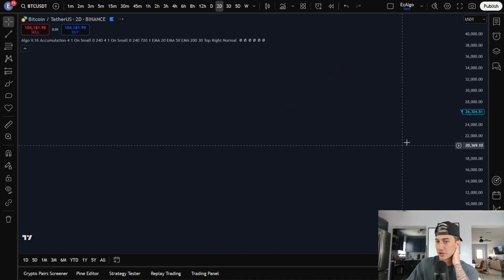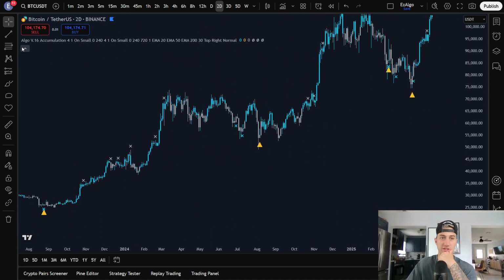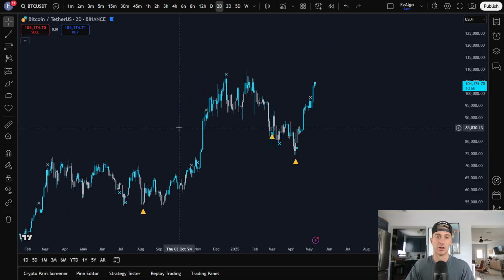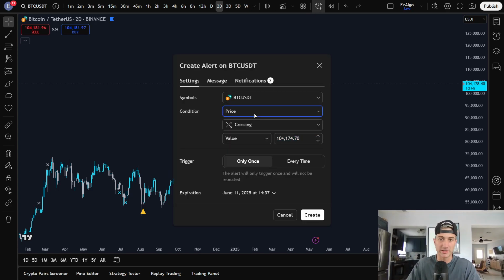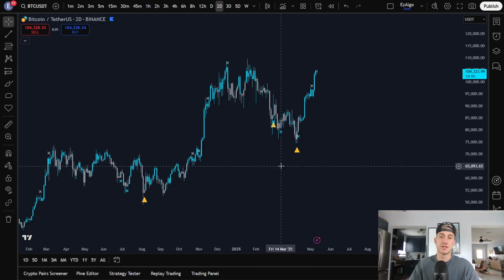So how do you actually use these signals, right? There's a few things that I would do, okay, if I were you. And this is what I have set up on my personal TradingView. The first thing I would do is come up to this little clock emoji here and set an alert, okay? You want to set an alert for Algo V16 and for those AI accumulation buy signals. So as soon as the signal flashes in real time, you will get alerted on your phone or on your computer, wherever you have your TradingView account set up. Then you can go to your chart, see if the confluences are there, or start to scale in cryptocurrency.